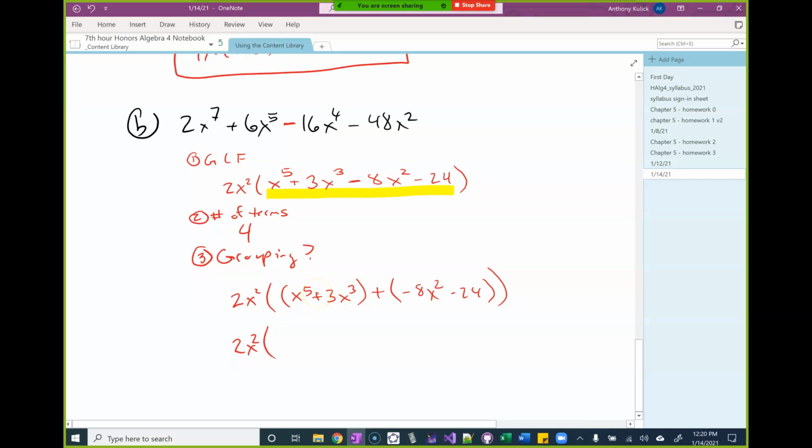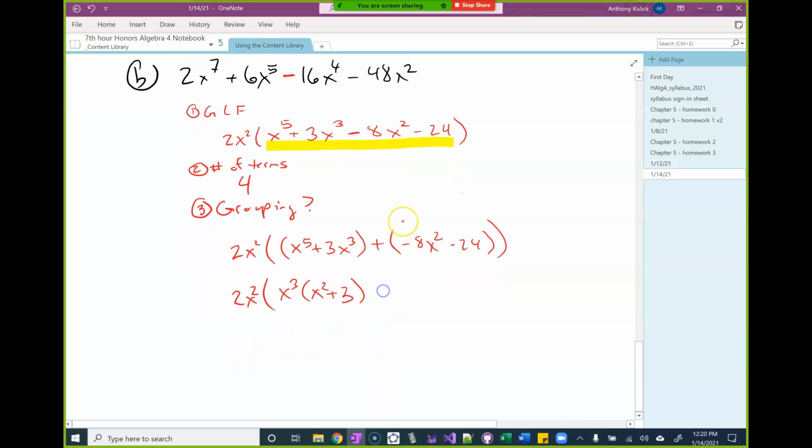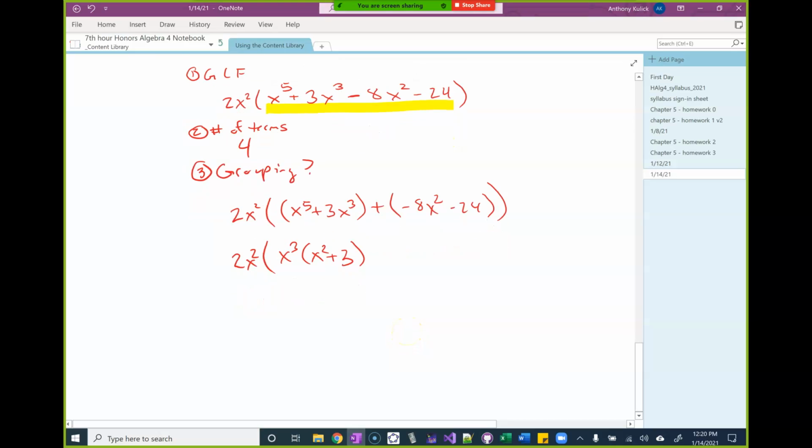Anyways, continue on. Now what we do is we look for a greatest common factor in each group. For x to the 5th plus 3x cubed, what's the greatest common factor? X cubed, very good. So we'll take that out. And in the second group, negative 8x squared minus 24, what's the greatest common factor? I would do negative 8, since both of them are negative. Typically, you want the leading coefficient in each group to be positive. So even if that was negative 8x squared plus 24, I would still take the negative 8 out.